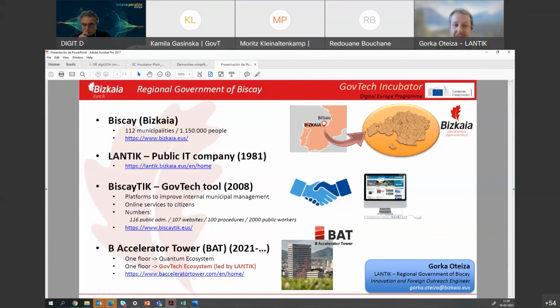services. So we have 1,116 public administrations, more than 100 websites of all those administrations that personalize their content, and hundreds of procedures done every day by 2,000 public workers.